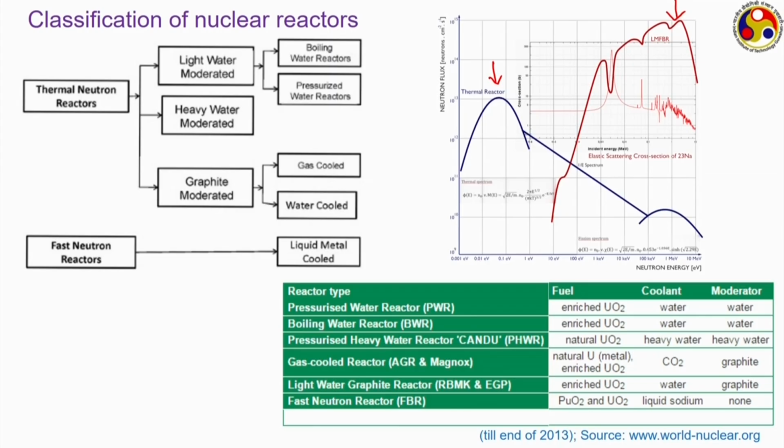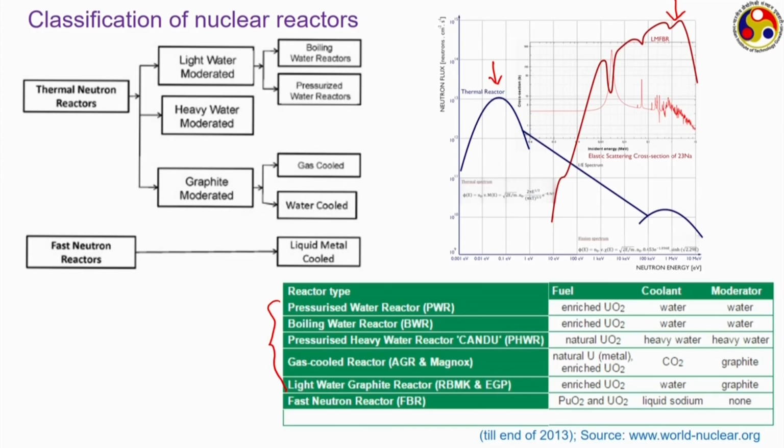As mentioned here, we can have generally 6 types, I should say: pressurized water reactor or PWR, boiling water reactor or BWR, then pressurized heavy water reactor, gas cooled reactor, light water graphite reactor and also the fast neutron reactors. Out of these, the first 5 are actually thermal neutron reactors, because they use thermal neutrons to induce the fission reaction, but the last one, the fast neutron reactor, uses fast neutrons to induce the reaction.